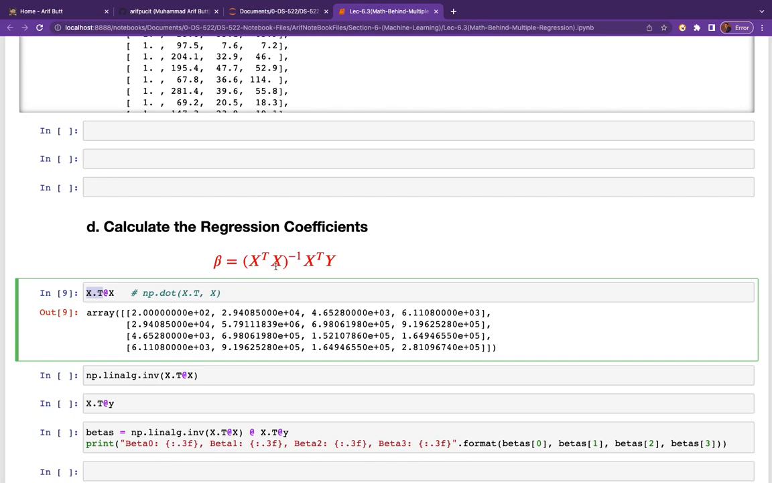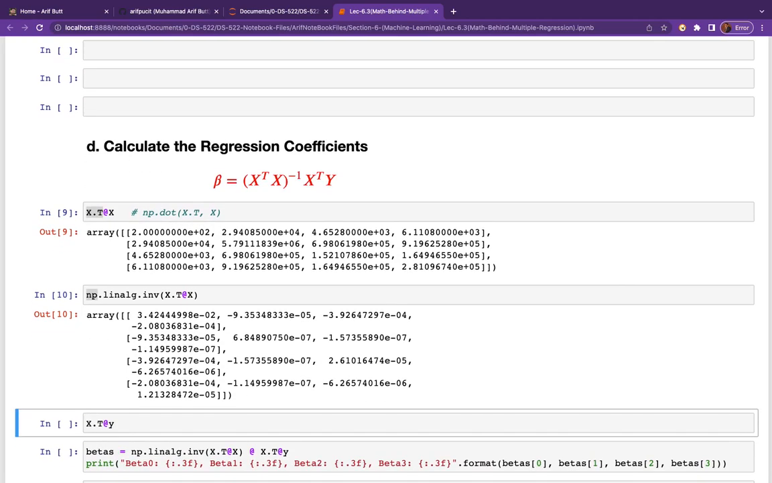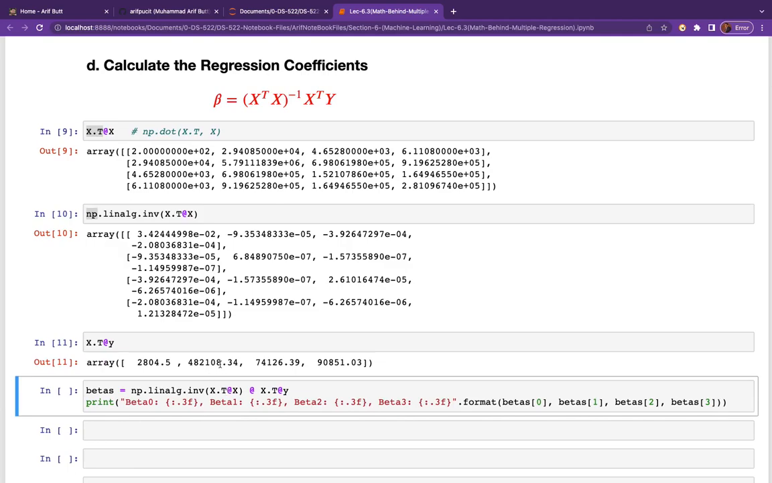In order to calculate the inverse of this matrix, we just use the inverse method of the linear algebra module of the NumPy library. So this is the inverse. Once again, a symmetric matrix of size 4 by 4. And now let me calculate the dot product of X transpose with Y. So this is it. And finally, over here in this cell, I have done it all in one line.